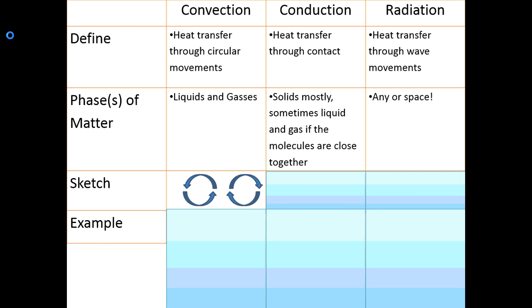Your sketch for convection is just these circular movements, and in the middle is where our heat source would be, because that's where you have your upward arrows. Conduction is just two objects touching each other. For radiation, I have a little wave there.